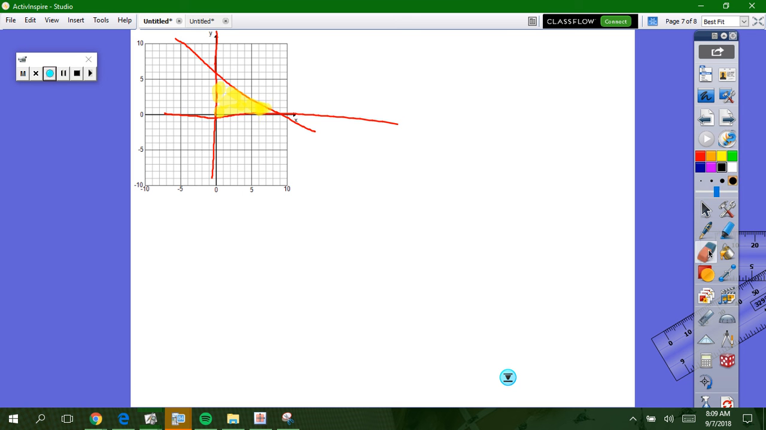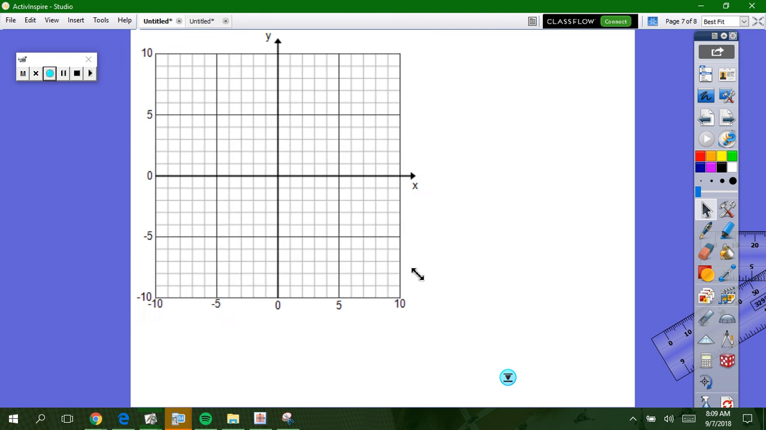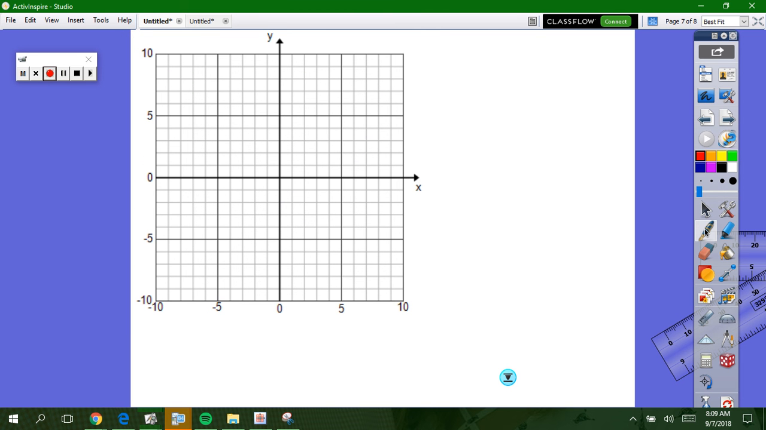Okay, I'm going to erase this though really quick because I'm running out of my little things I've already made. Okay, here we go. So, let's go ahead and do another one.